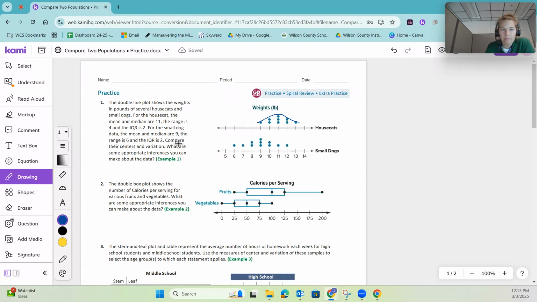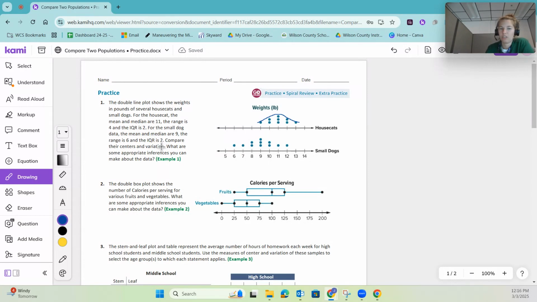The mean and median for the house cat is greater than the mean and median for the small dog. The weights of the house cat are larger than the mean weights of the small dogs. The range of house cats is 2 less than the range of small dogs. So those are some things that we can notice about the data. Those are some comparisons that we can make.